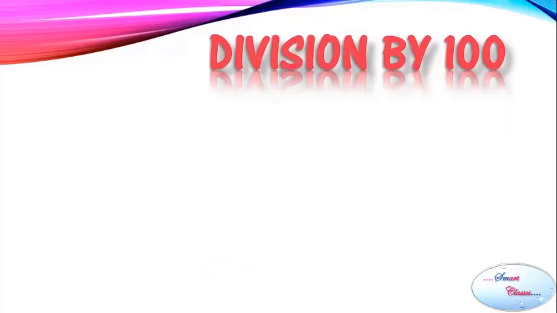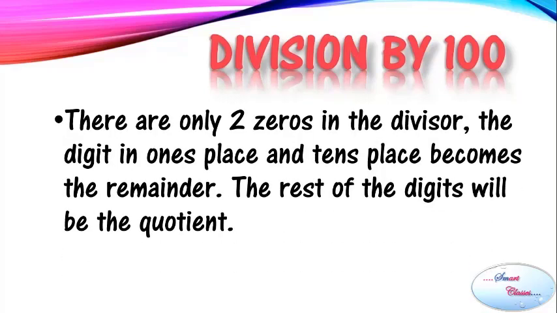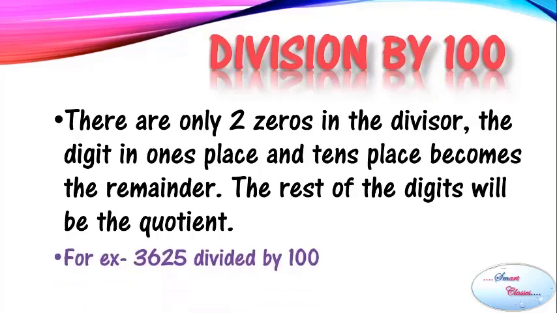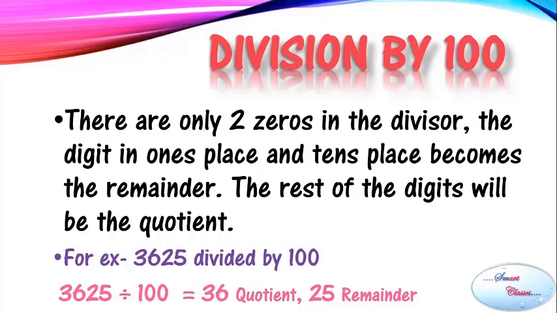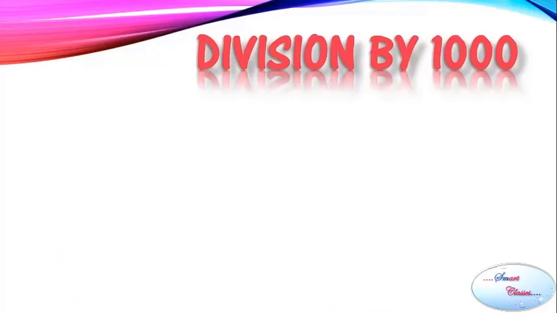Division by 100. There are only 2 zeros in the divisor. When there are only 2 zeros in the divisor, the digits in the ones place and tens place become the remainder. The rest of the number will be the quotient. For example, 3625 divided by 100. So, 5 is in the ones place, 2 is in the tens place. These two digits will become the remainder and the rest of the number will be the quotient. So, the rest of the number is 36. Here, 36 is the quotient and 25 is the remainder.